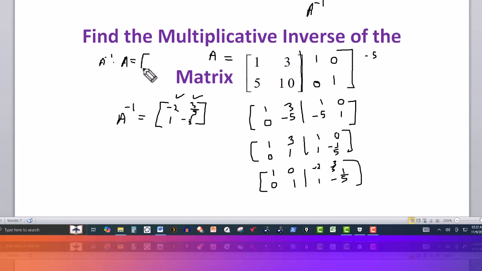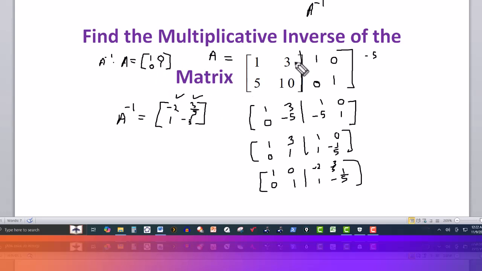This should come out to the 2 by 2 identity, a 1 0 0 1. So let's do it here. Let's use the first row. In this case, the rows multiply into the column. So -2 times 1 is -2, 3/5 times 5 is 3. So -2 and 3 gives me 1. There it is. Checks out.